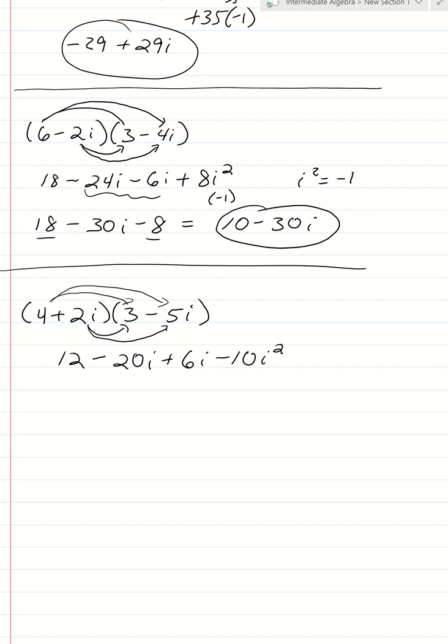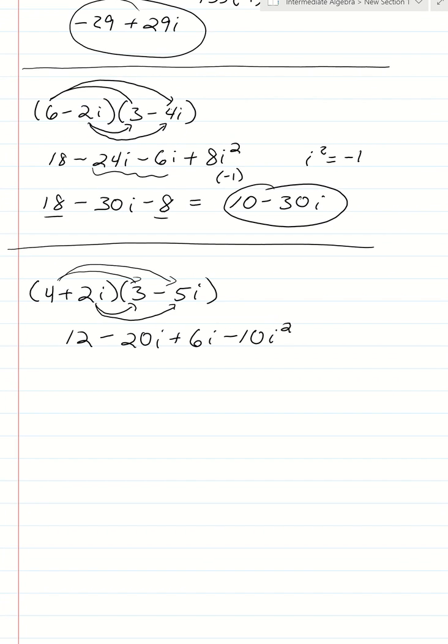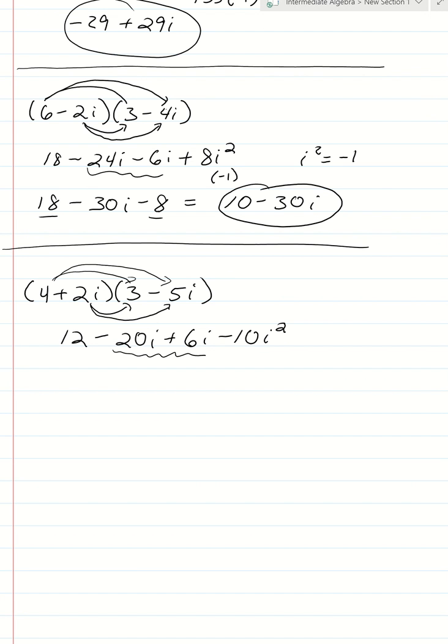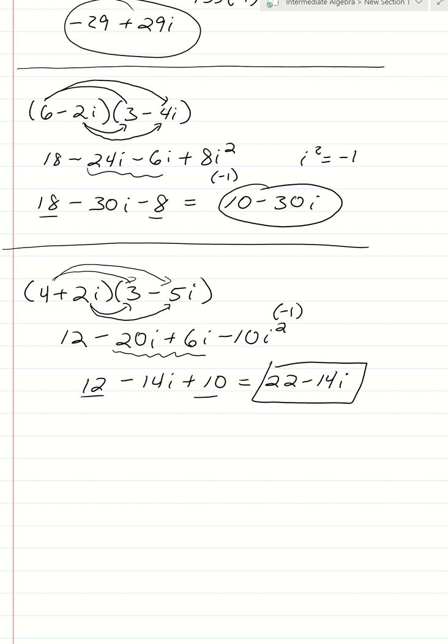And now let's see what we can do. Once again, we have these like terms in the middle. So we have the 12. When we combine the like terms of the imaginary units together, -20 plus 6 would give us a -14i. And once again, the i squared, which is the same thing as a -1, is being multiplied with the -10, so that would actually make it a plus 10. And when we combine the like terms of 12 plus 10, that would give us a 22 minus 14i as our answer.